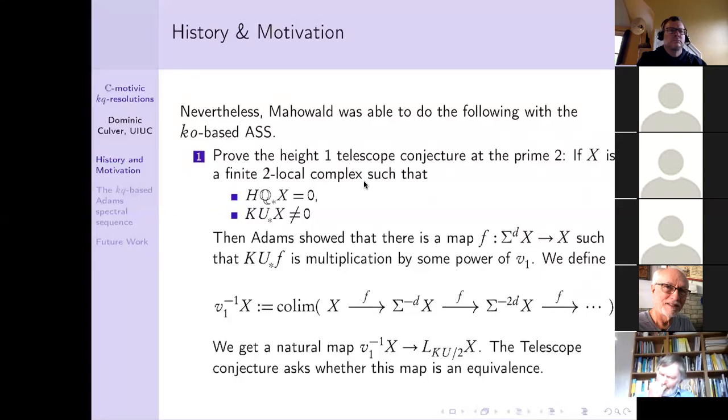By the way, this is just a side remark. If you're familiar with this stuff, then KU mod 2 is just Morava K1. So this is asking about two different notions you might have of v1 periodicity, namely v1 periodicity with regards to composing with a map and v1 periodicity with regards to K1 localization. So it's asking whether or not these two things coincide with each other. And Mahowald showed that this map is in fact an equivalence, at least at the prime 2.